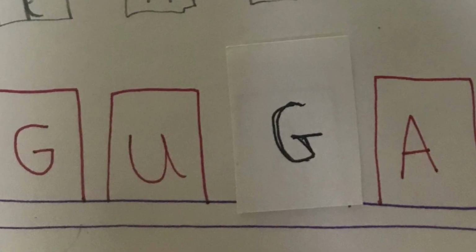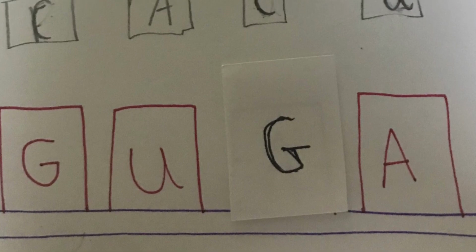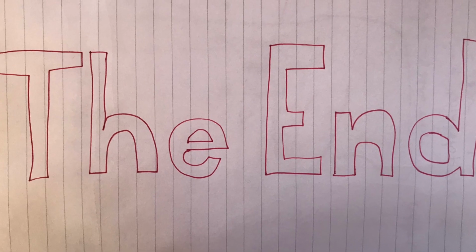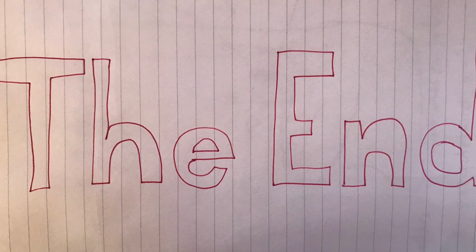This entire process is repeated until a stop codon is read, which can be either UGA, UAA, or UAG. Then the polypeptide will break off and be released.